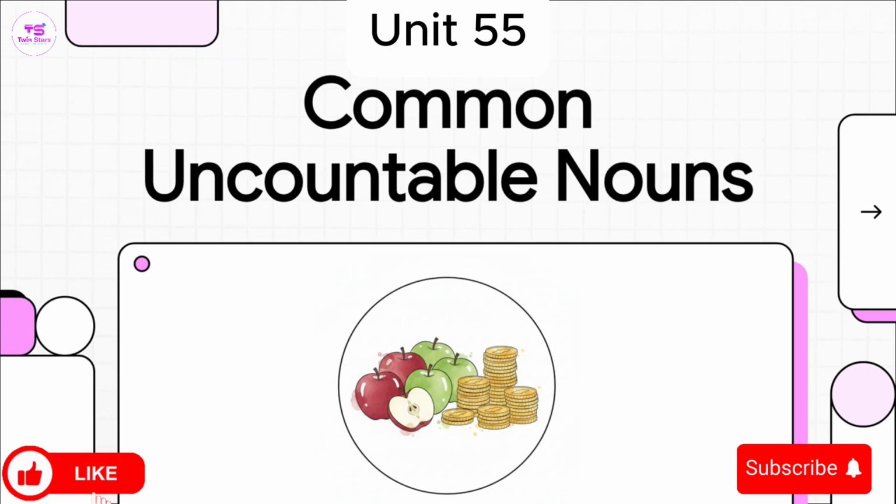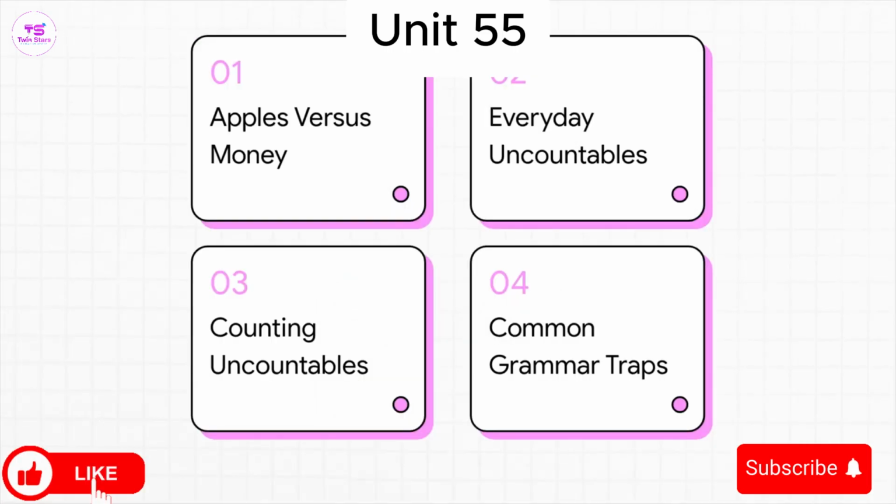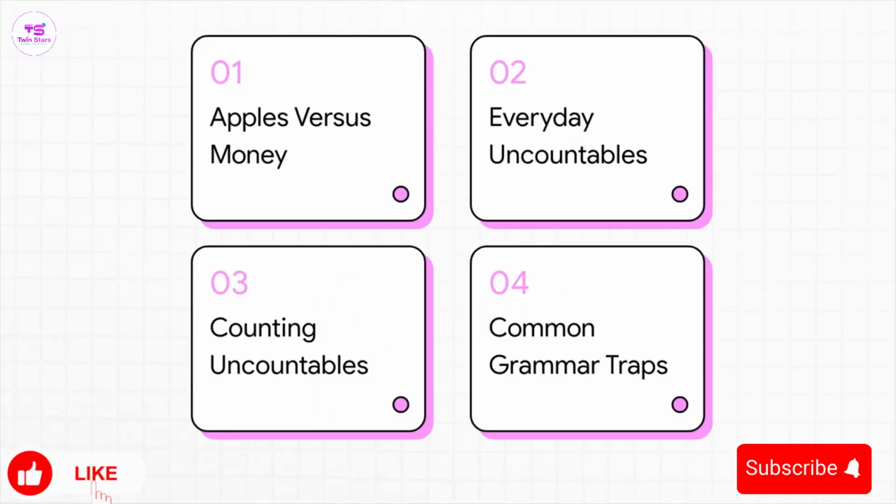Today, we're diving straight into Unit 55 to unlock the mysteries of common, uncountable nouns. So, here's our game plan. We'll start with apples versus money, move into everyday uncountable nouns, figure out counting the uncountable, and wrap up with common grammar traps. Let's get right to it.